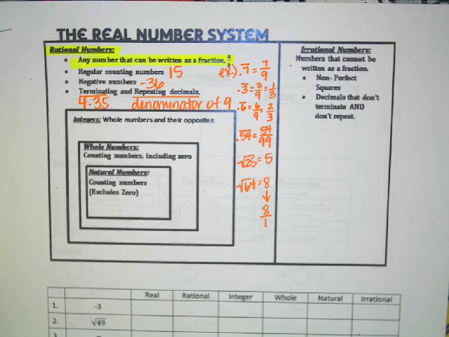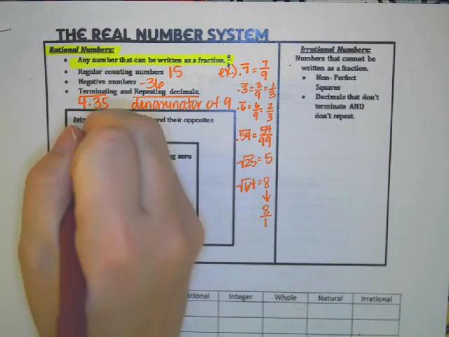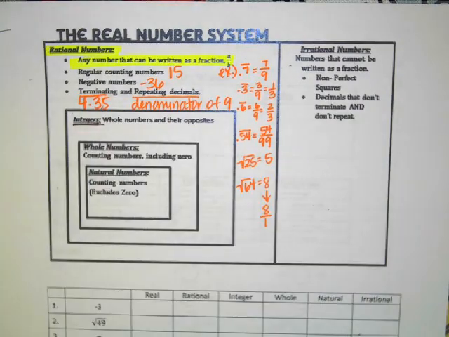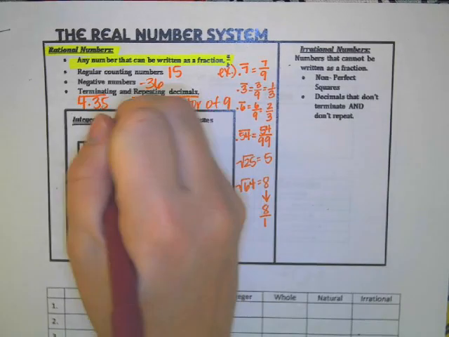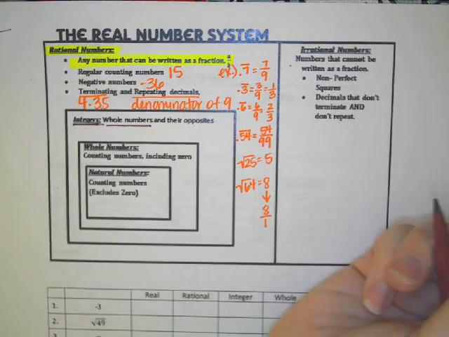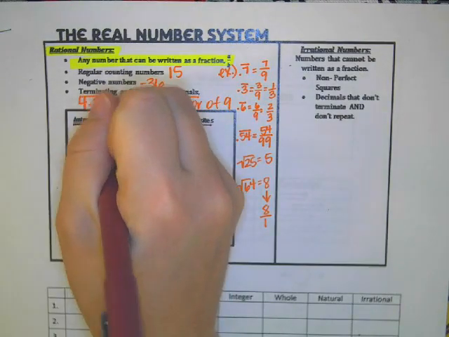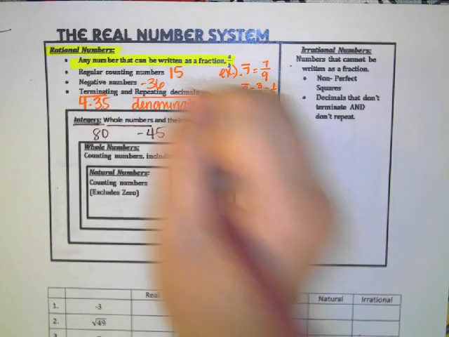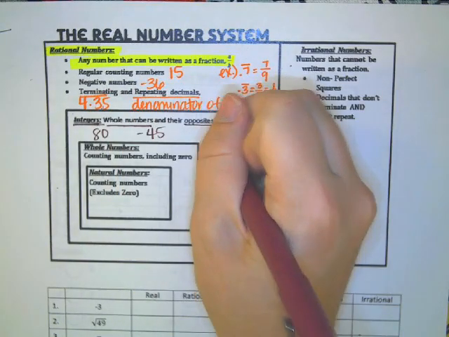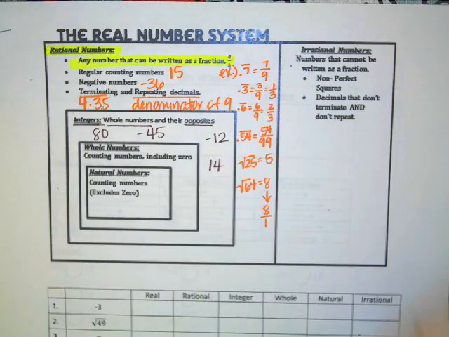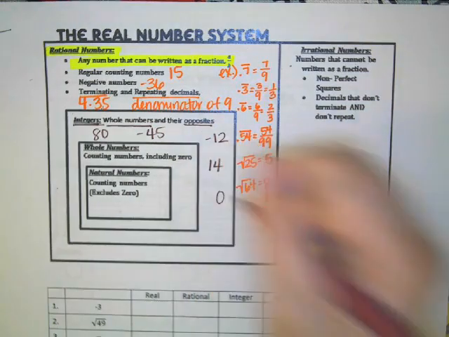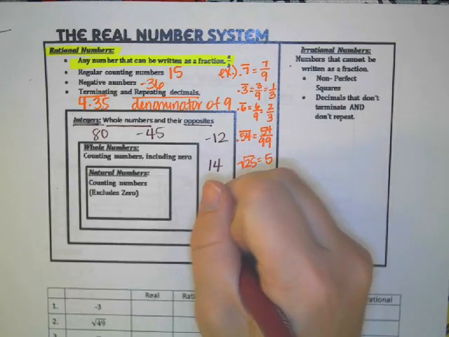Now, to go into a different type of rational number, we're going to talk about integers. So integers are whole numbers and their opposites. So whole numbers are numbers we've been using all year, and their opposites are going to be negative numbers. For example, 80 or negative 45, negative 12, positive 14. You can even use the example 0 in here and positive 16 again.